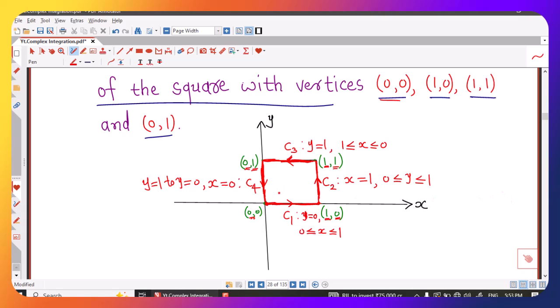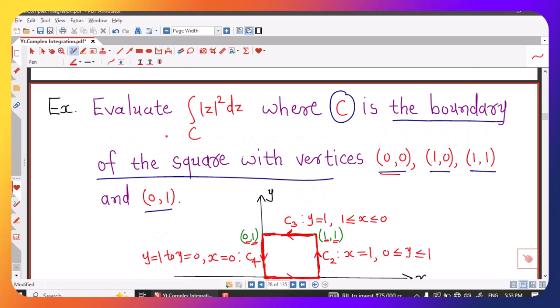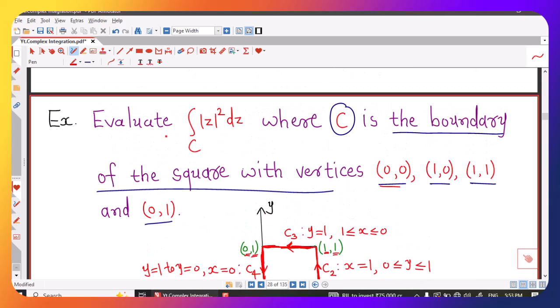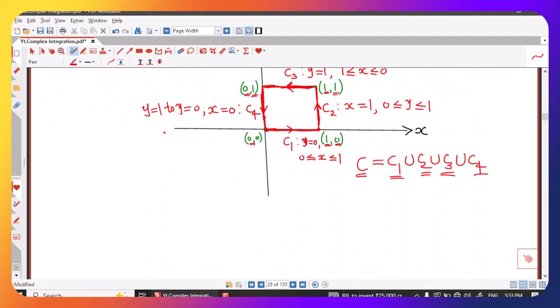So we are integrating along the contour C, which is the boundary of this square, and this boundary is nothing but the union of these four curves C1, C2, C3 and C4. So the given contour C is the union of all these four different line segments, and therefore the integral along C will be equal to the sum of integrals along C1, C2, C3 and C4, and the function is the same, it is mod z square, along each line segment.